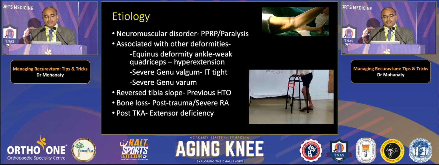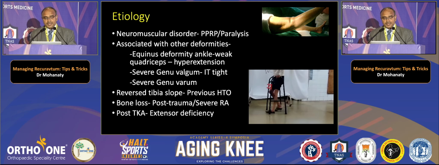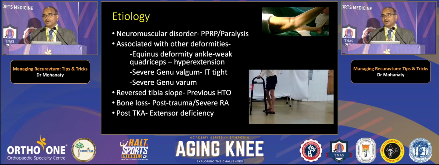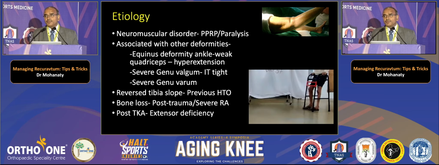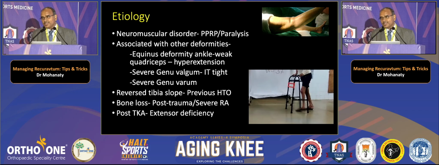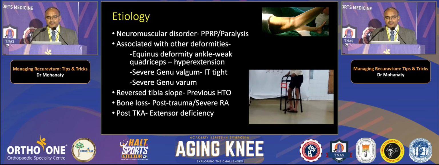So commonly, as I told you, there is a neuromuscular disorder, post-polio residual palsy or some kind of paralysis, but it may be associated with other deformities. Like suppose there is an equinus deformity of the ankle with a weak quadriceps, that leads to hyperextension of the knee and genu recurvatum deformity.